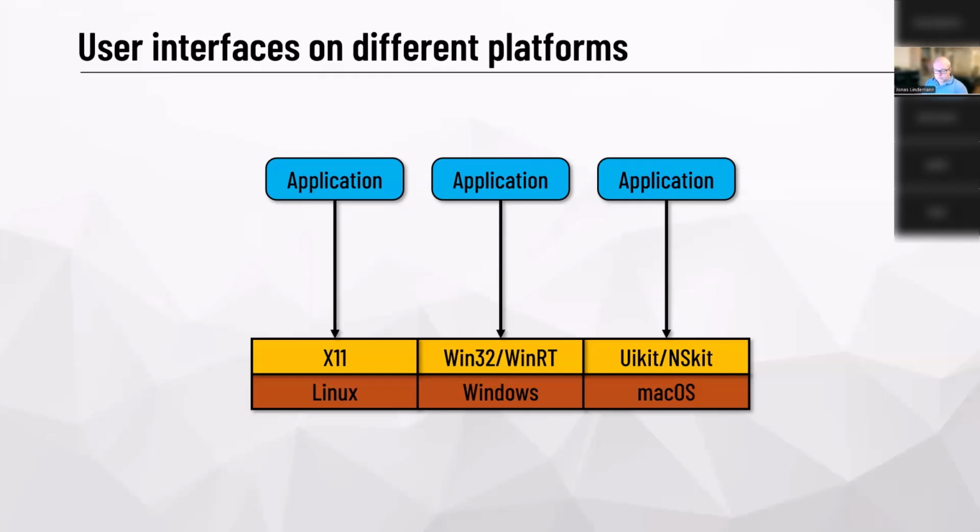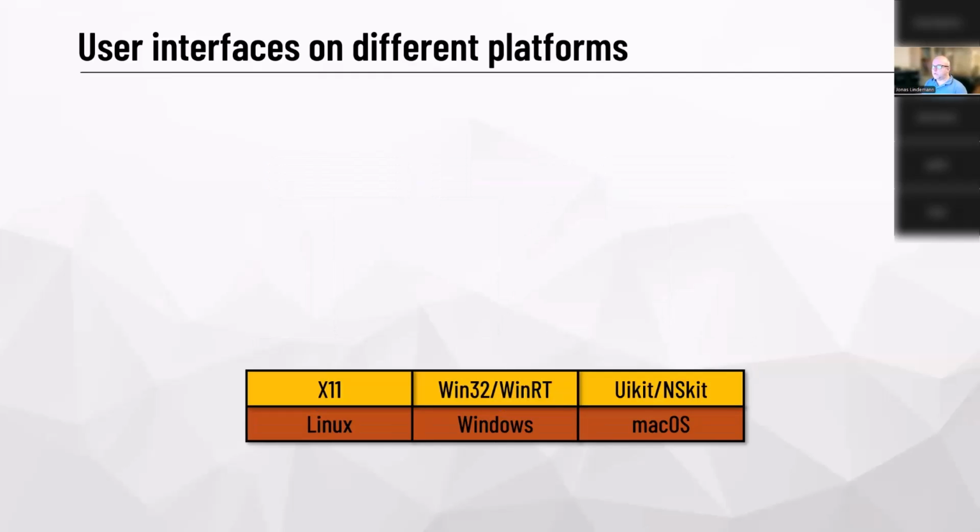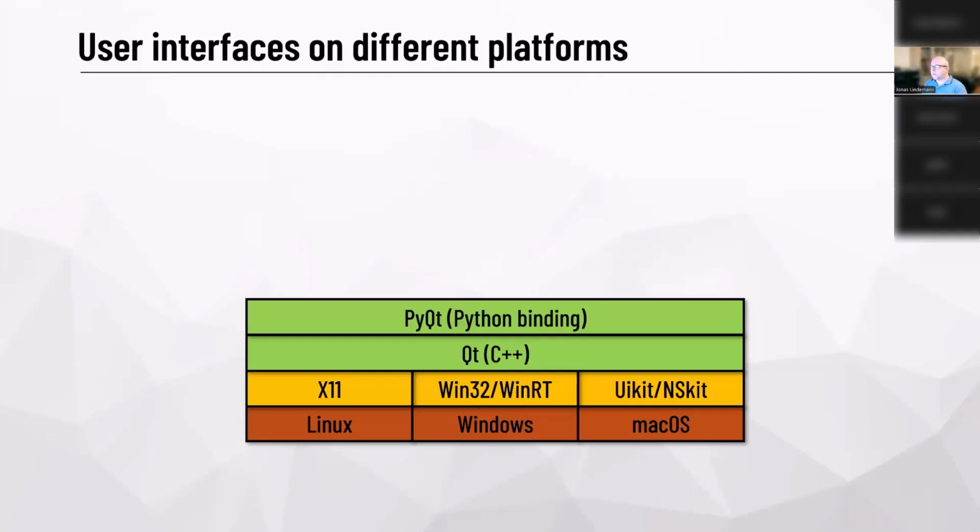So there must be a better way of doing this, and there is. What you can do is add a layer on top of these user interface libraries. And that layer, in this course, we are going to use something called Qt. It's from a Norwegian company, and it's a C++ toolkit from the beginning. And it abstracts the different user interface libraries into a single library. So you only have to write a single application in a single source code, and that can compile on all the platforms.